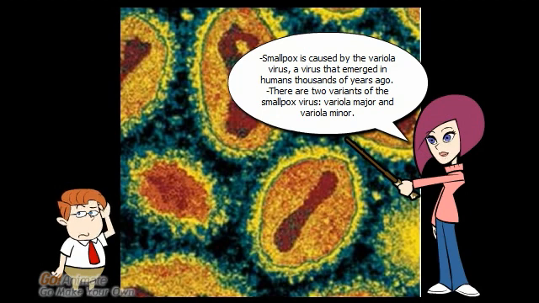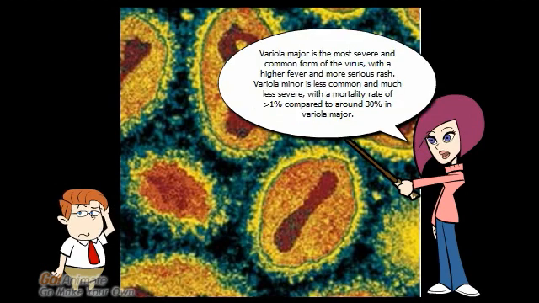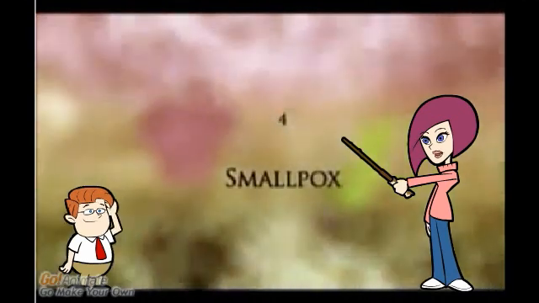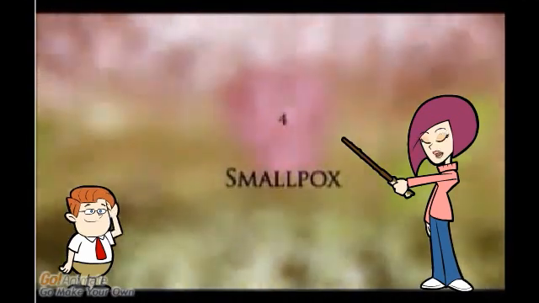There are 2 variants of the smallpox virus, variola major and variola minor. Variola major is the most severe and common form of the virus, with a higher fever and more serious rash. Variola minor is less common and much less severe, with a mortality rate of less than 1% compared to around 30% in variola major.